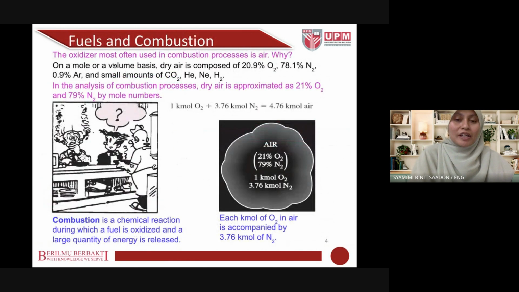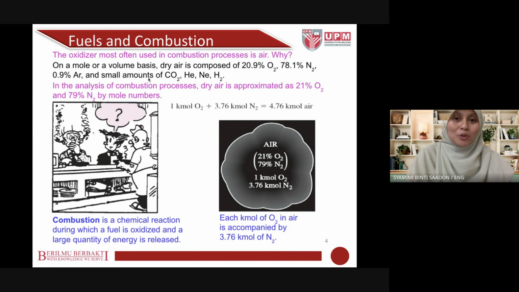Next, in order for the combustion process to occur, we need what we call an oxidizer. The oxidizer is a chemical compound mixed with our hydrocarbon fuel, so the combustion process will occur. The oxidizer that we usually use is air, because it contains oxygen. If you have air or oxygen, the combustion process can occur.